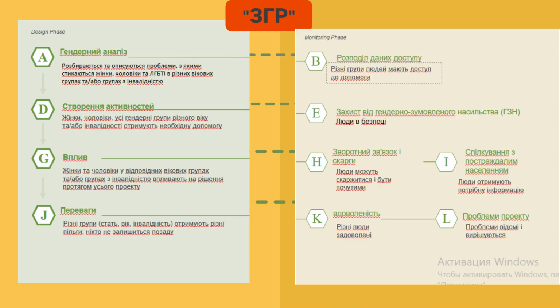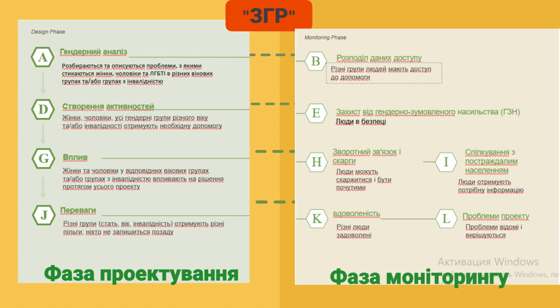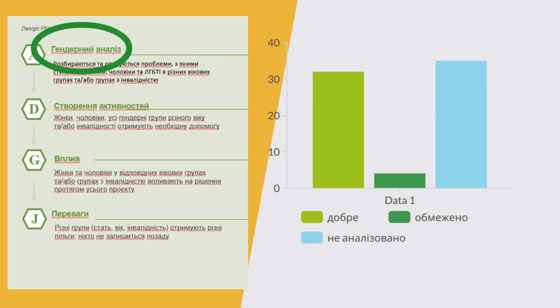4 GEMs are reviewed in the project design phase, and all 10 indicators are reviewed 3 to 6 months later in project monitoring. GEM A, gender analysis.